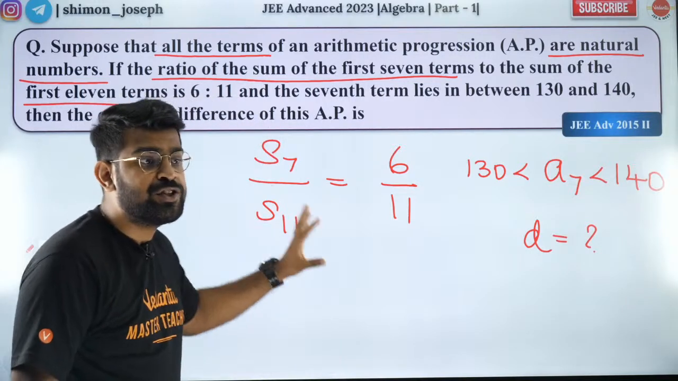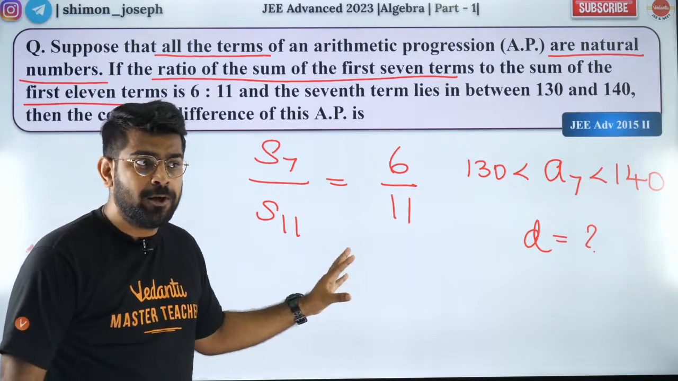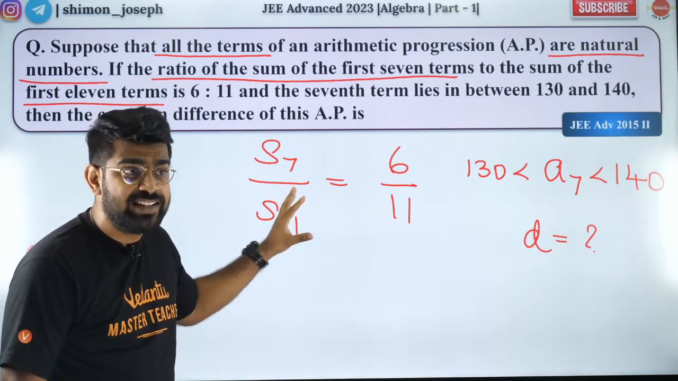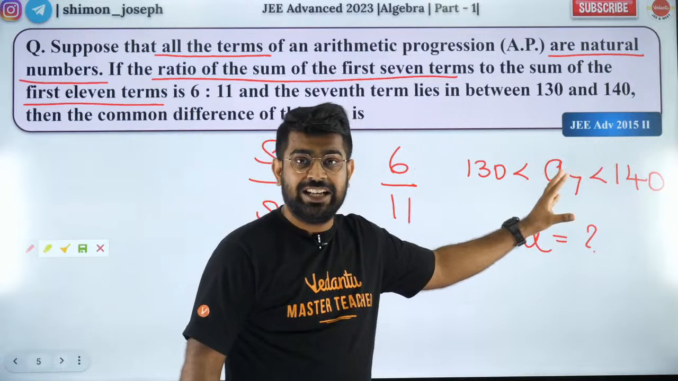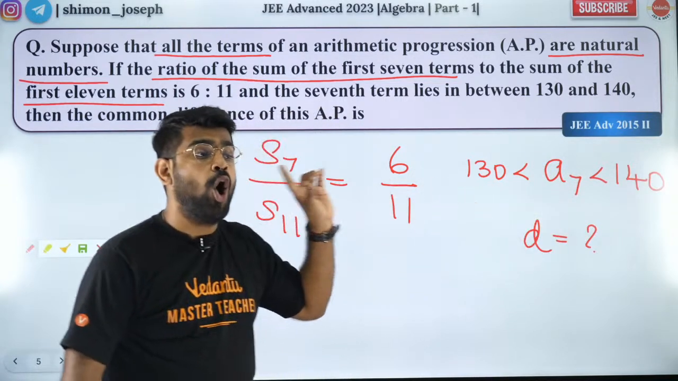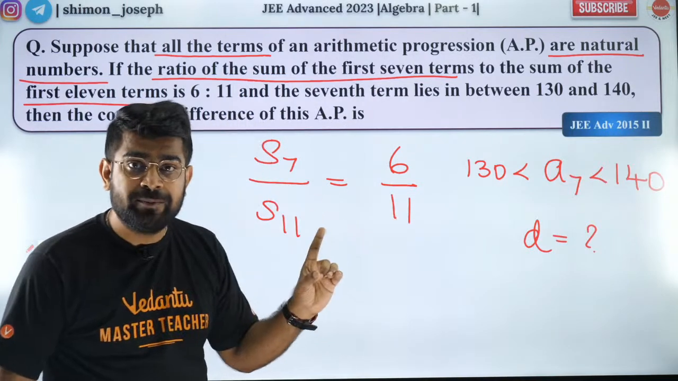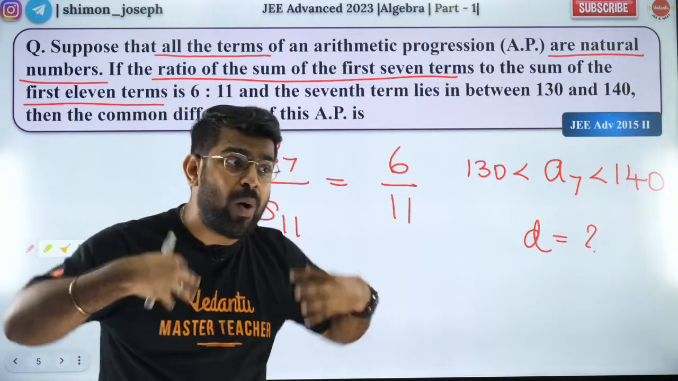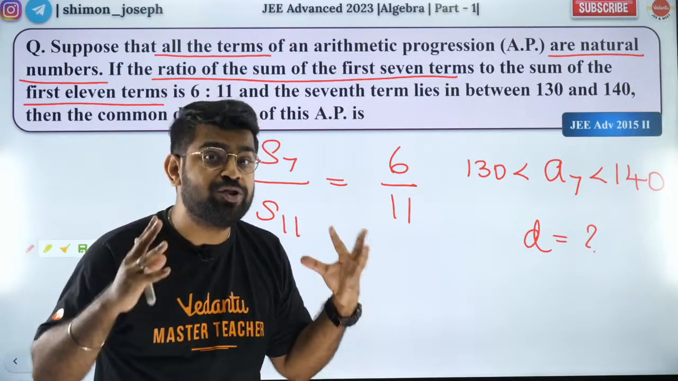So people, this is the information given in the question. I have got the ratio of the sum of 7 terms to the sum of 11 terms. I know the interval in which the 7th term lies. And I also know all the terms in this AP are natural numbers. So that is the information I have. Now I'll start solving. This is how you proceed.